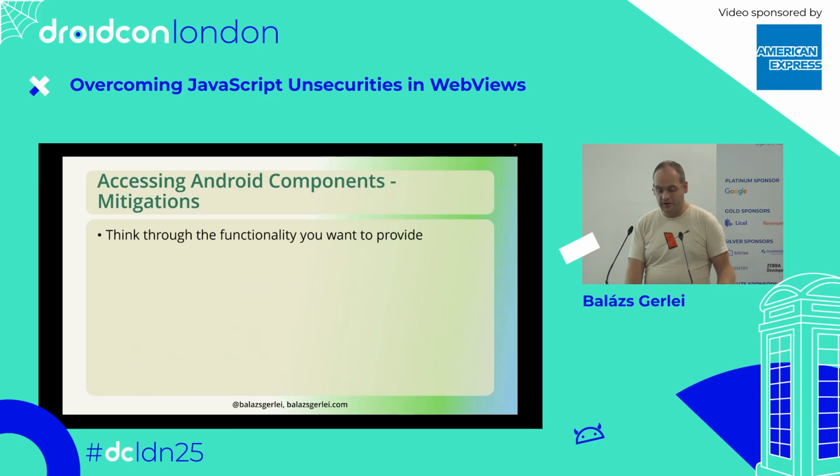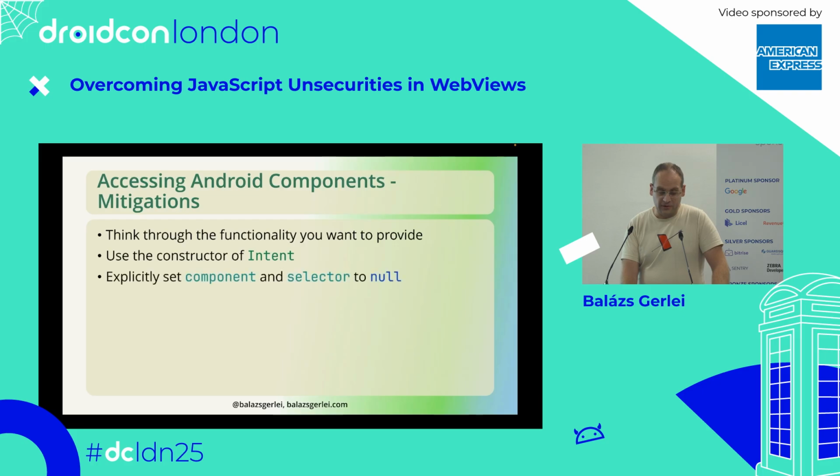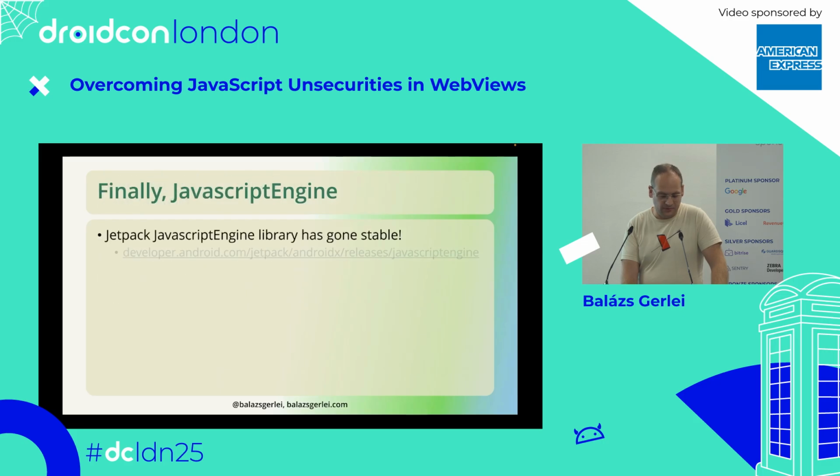So again, think through the functionality you want to provide, like in the MDM case that I mentioned, and use the constructor of the intent if possible. Explicitly set the component and selector fields to null, although if you use the intent constructor, you don't need to. And you can as well check the exported status of the activity that you want to open, which is always a good thing. And finally, JavaScript engine.